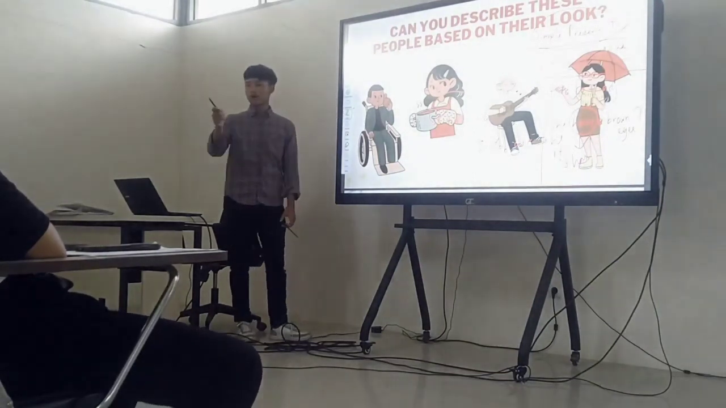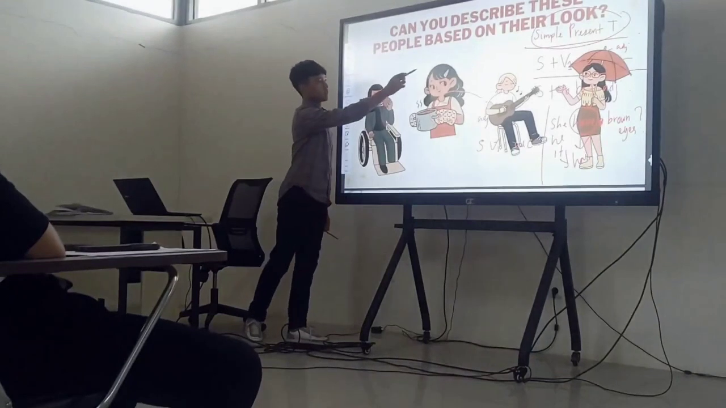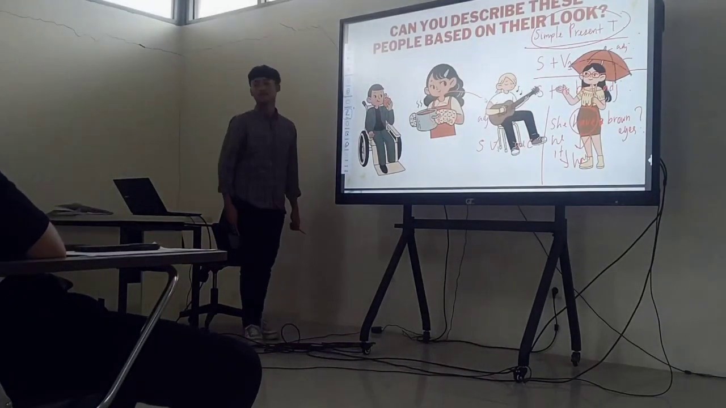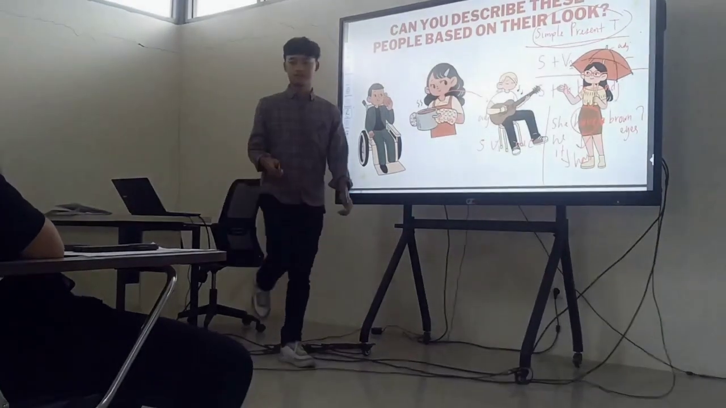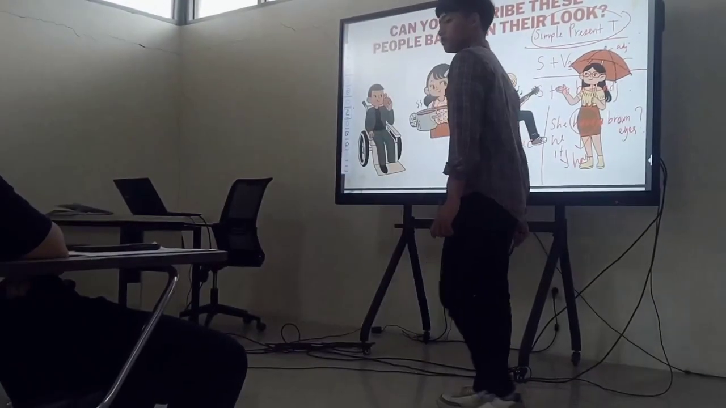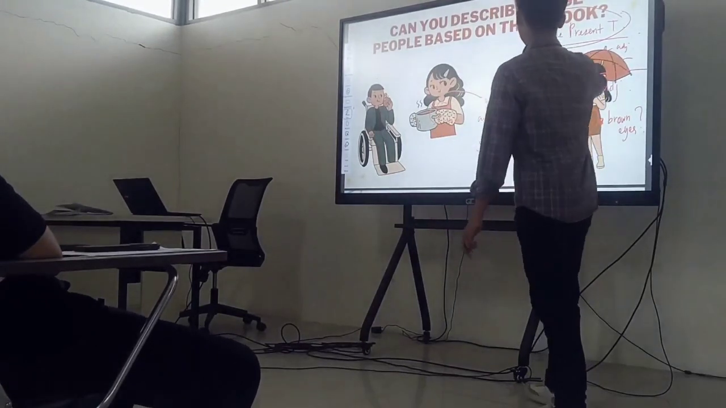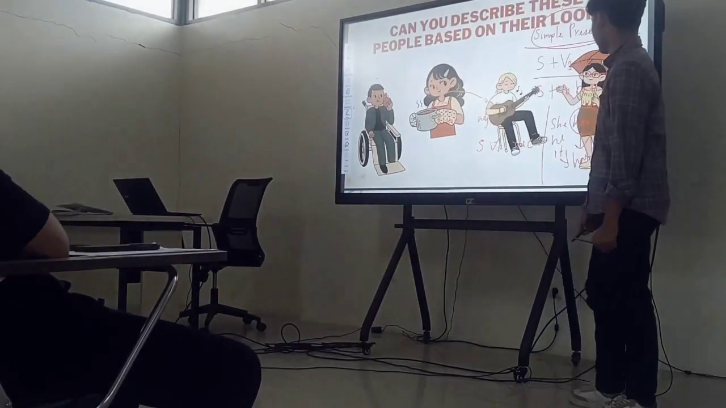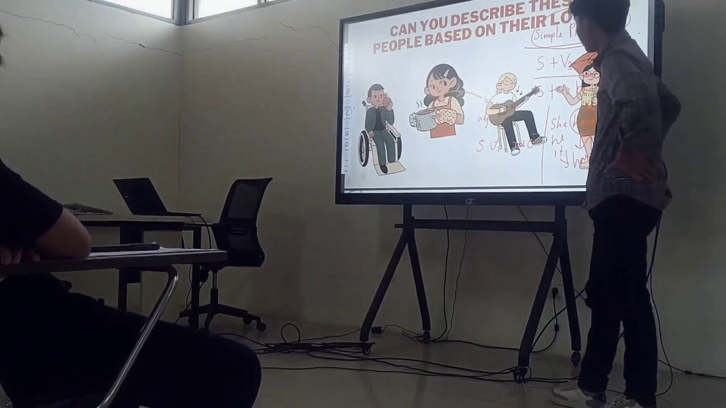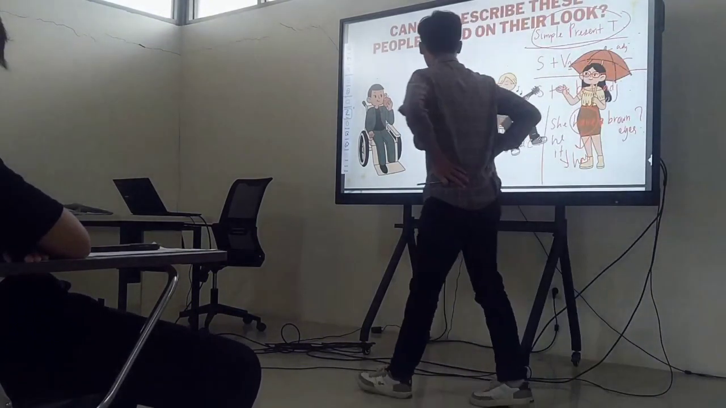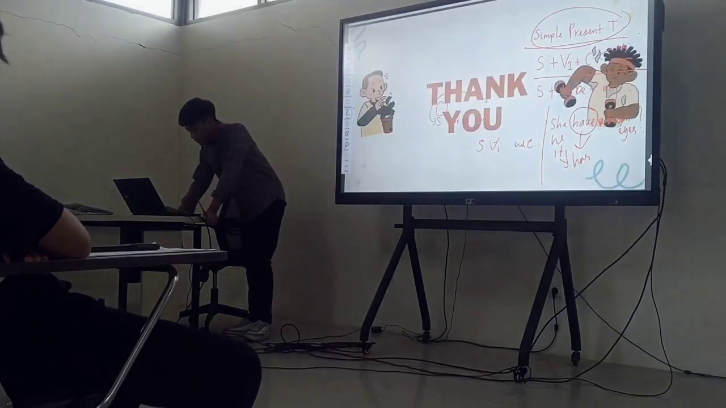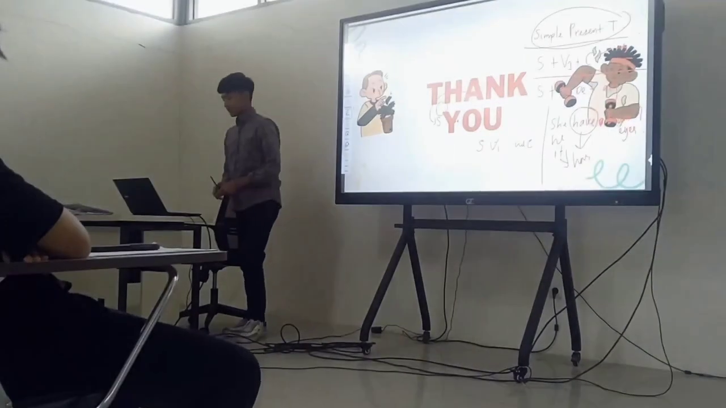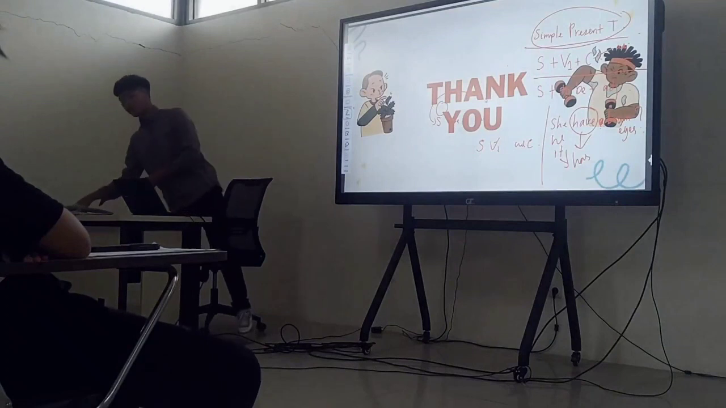And then, what about Ira? Can you describe this girl? This lady? She has tan skin. Perfect. What about you? This man. He has blonde hair. Okay. That's cool. That means you've already understood the lesson. Thank you. Now, let's practice with a game.